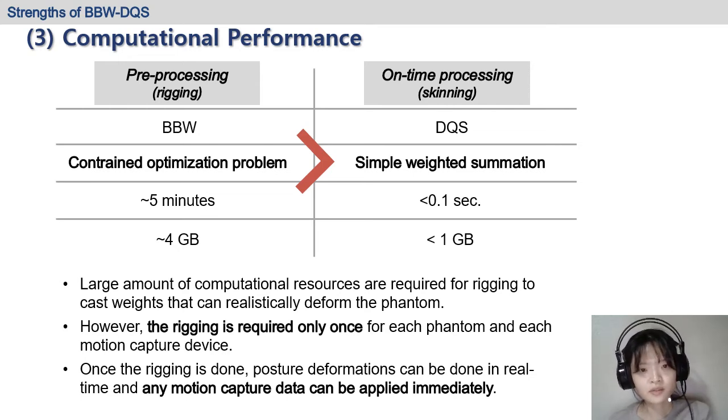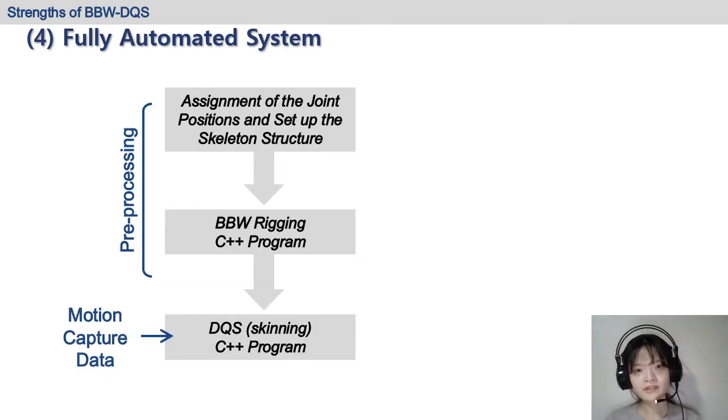In addition, pre-processing is just a pre-processing, and it is required only once for each phantom and each motion capture device, which means that we need to do this only once when we change phantom or device. In addition, as we aimed, it is a fully automated system.